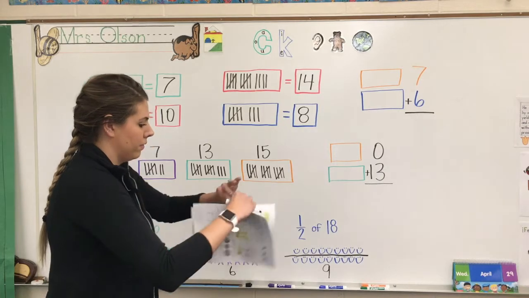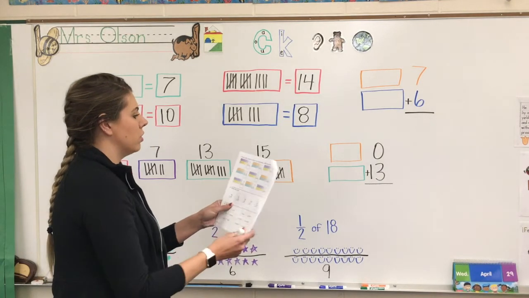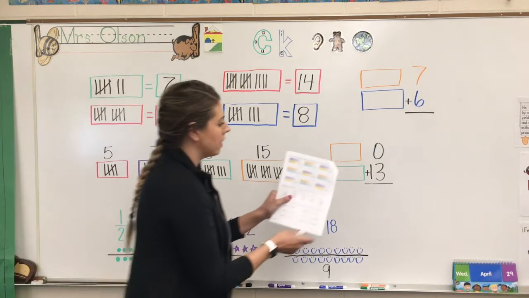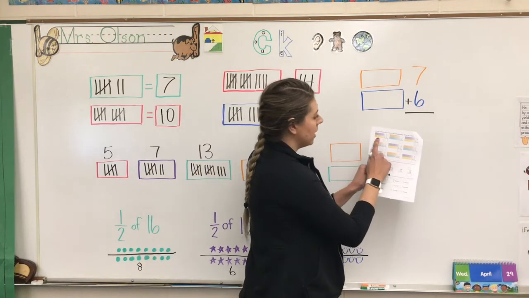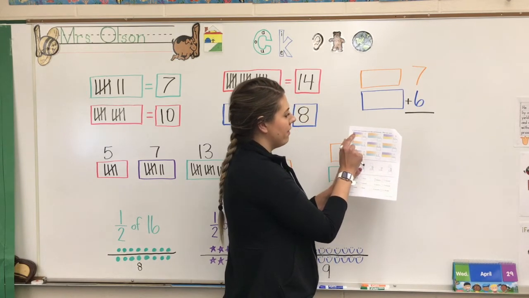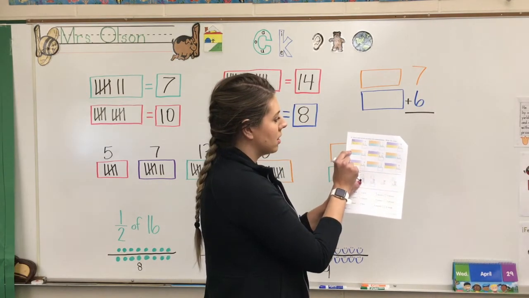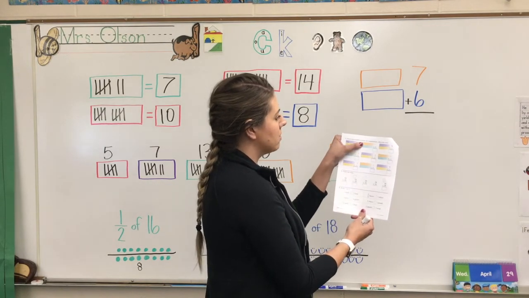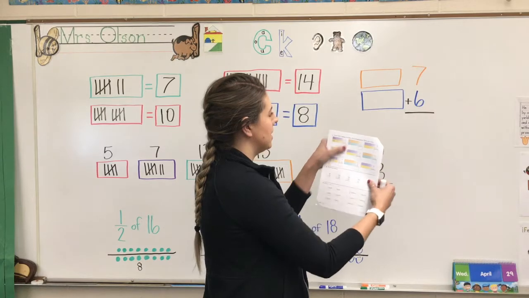Okay, it's just asking us to draw the tally marks to show the combinations and write the sums. So we'll do a couple here together. So the first one it gives you, it does it for you. You can see it's 5 plus 8, and they've already given you 5 tally marks. And then the bottom, they've given you 8 tally marks there. So let's put the next one here, 7 plus 6.